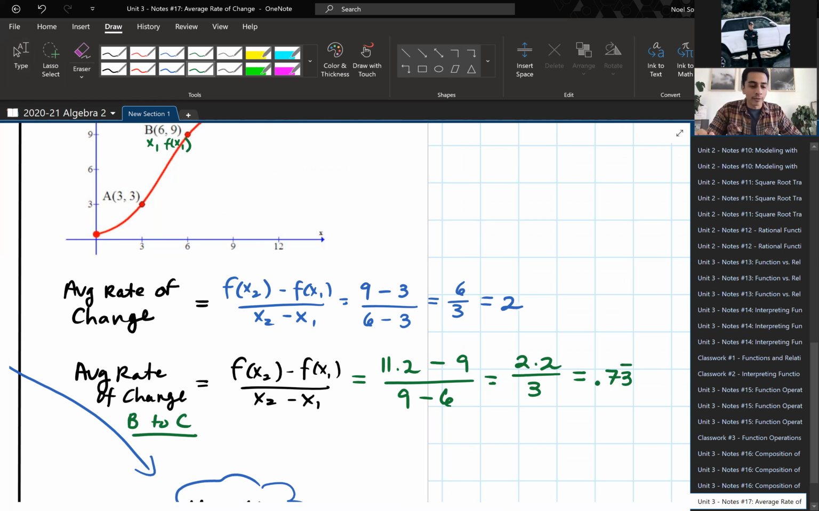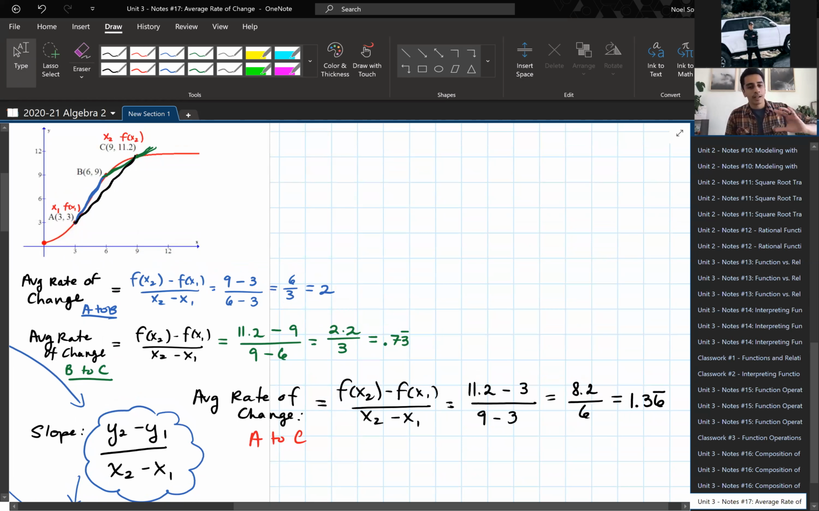All right, but the calculation component is rather simple. It's just your slope formula, okay? Any questions so far on how to identify your points, how to plug them in, how to solve for a slope?